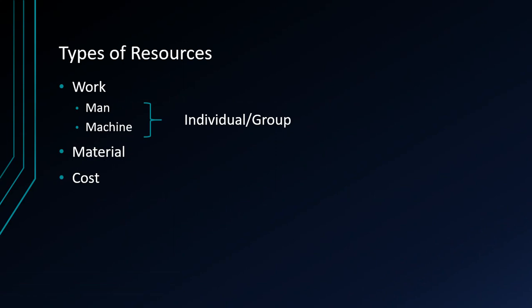Now when it comes to work, man and machine, they can be individual resources. Like if I talk about man, it can be a resource by name like Jack or Ben, or you can create a group resource like a group of architects, or a group of designers or a group of engineers. So let us see how you do it in Microsoft Project.